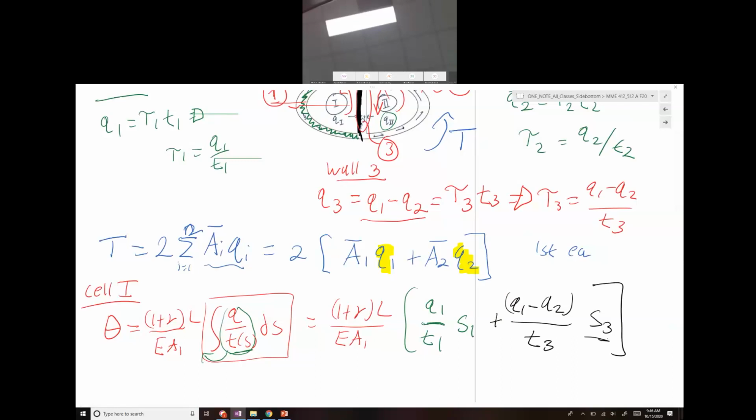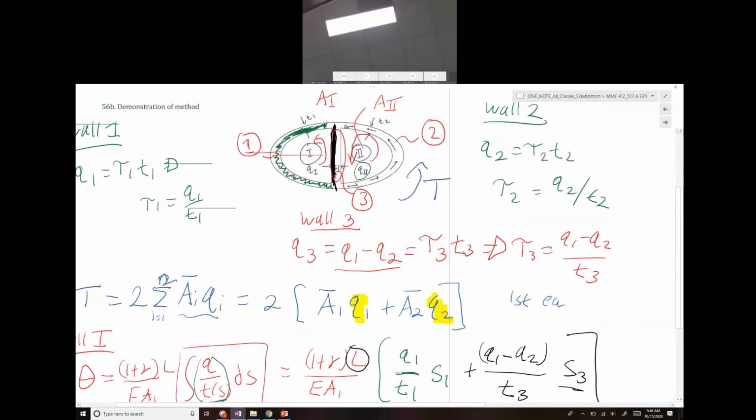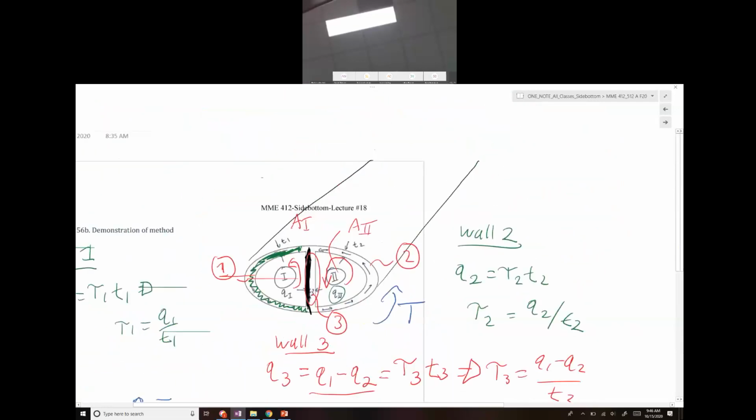So, L would be the length of the tube. So if this tube is attached to a wall, the length, this should be the length. Okay.